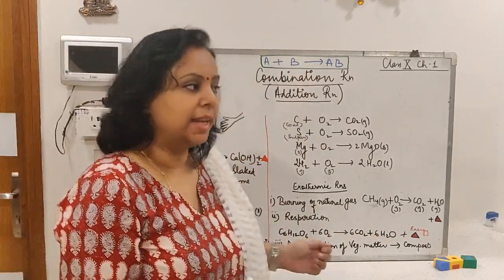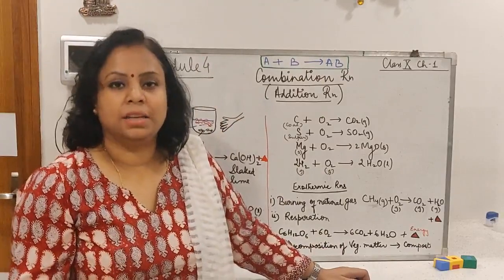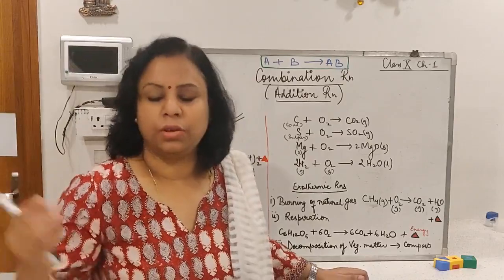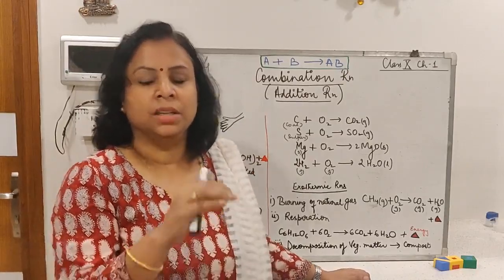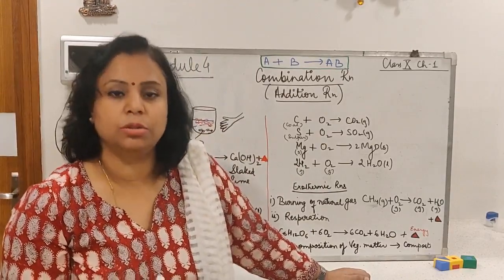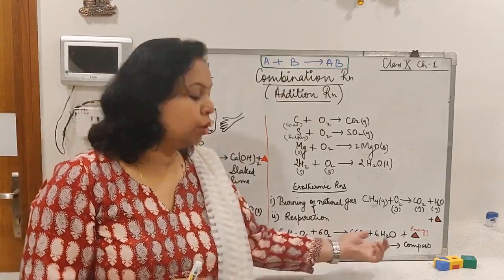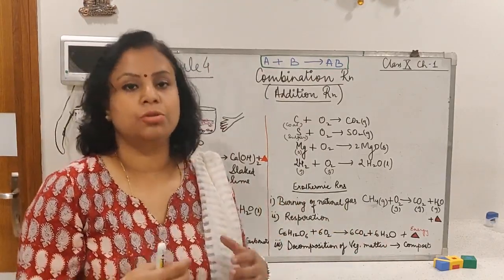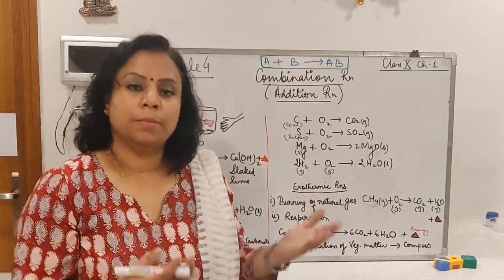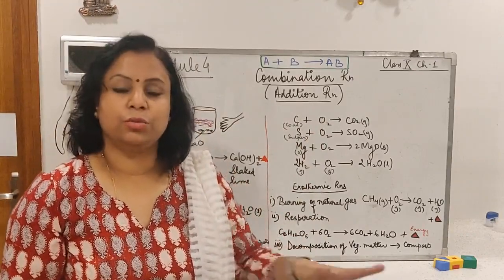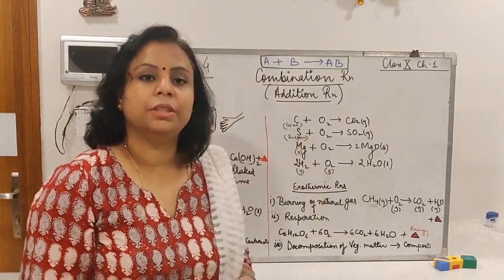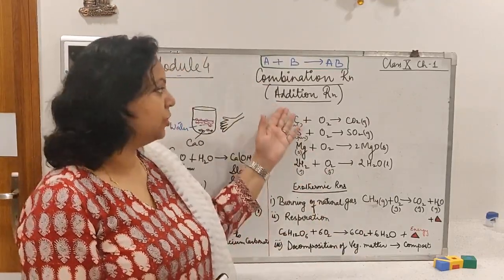One more example we shall take: decomposition of organic matter or vegetable matter to form compost. We often find compost being formed in the gardens, in the pits. Sometimes it is done with the help of earthworms also, which is known as vermicomposting. So this formation of compost is also an exothermic process. If you have come across some compost pit and touch it, you will find that it is a bit warmer. So children, these are some examples of combination reaction or the addition reaction.